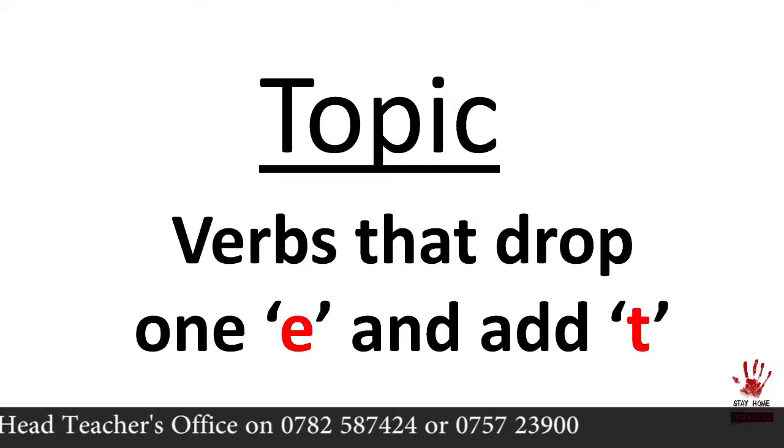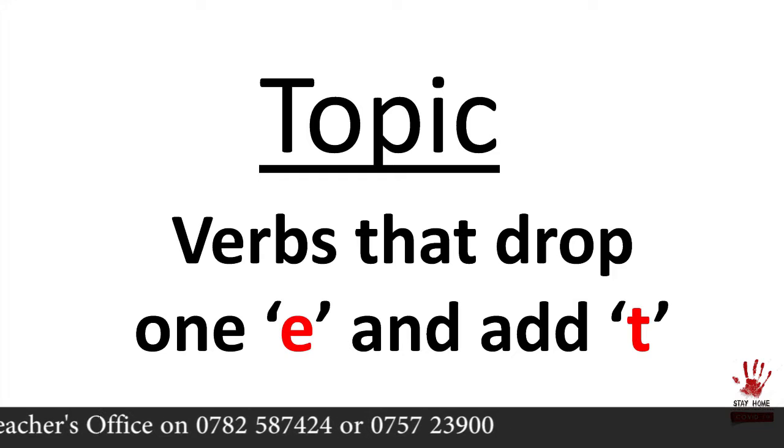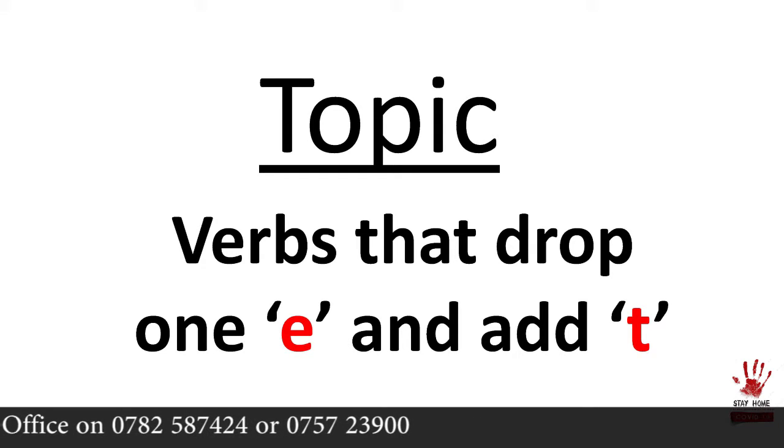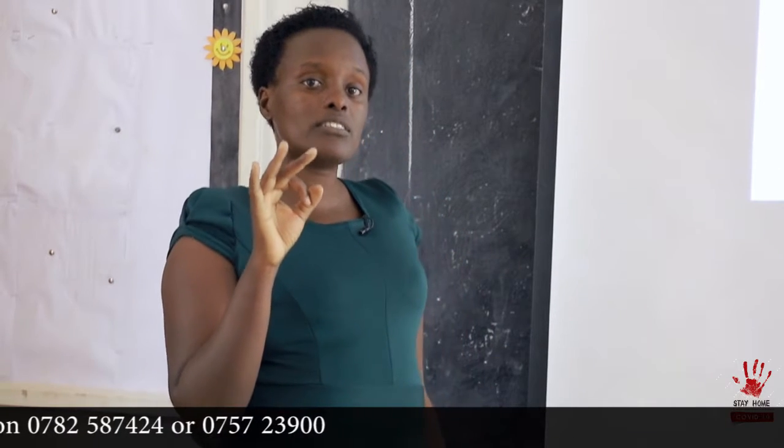Now, we are going to look at the verbs that drop a single E and add T. Meaning that these verbs have double E in the middle. So we are going to drop a single E and we add T at the end.